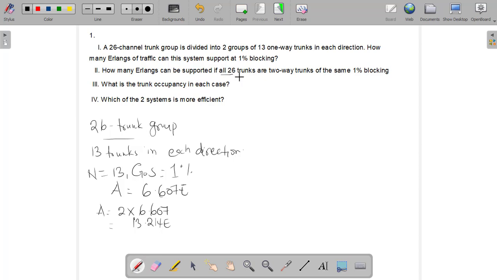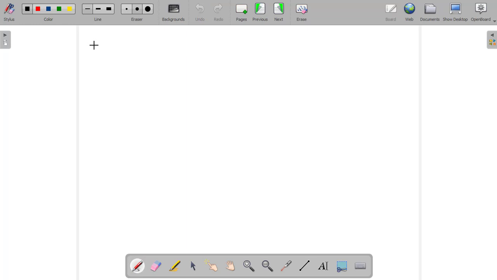Then the next question is asking us how many erlangs can be supported if all 26 trunks are being used as two-way trunks at the same 1% blocking. Now from the Erlang B table, we'll do the same thing. Our n is equal to 26. Our GOS is equal to the same 1%. From the table, our offered traffic is going to be 16.96 erlangs.